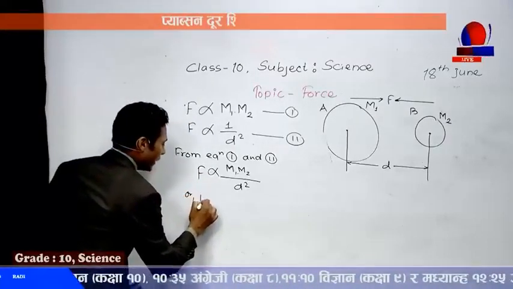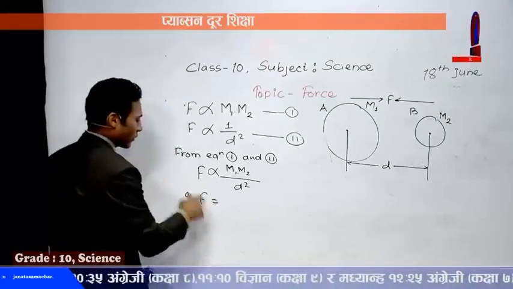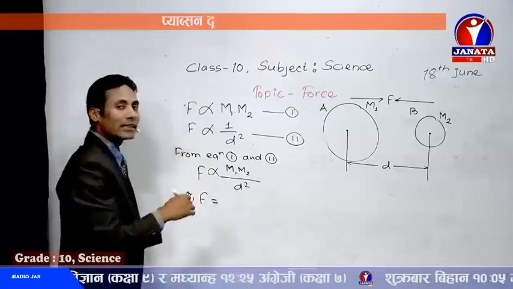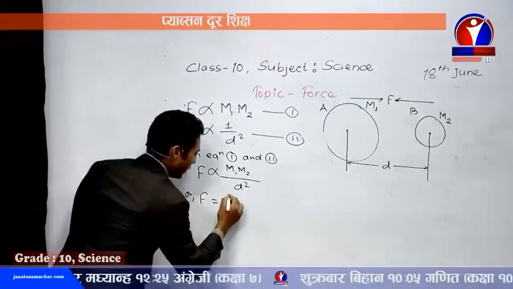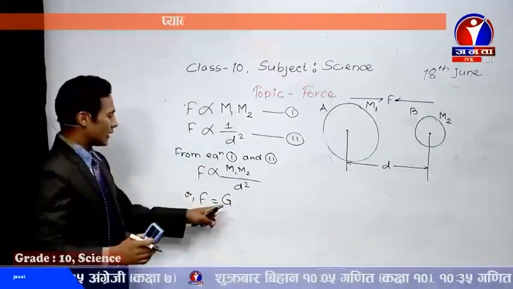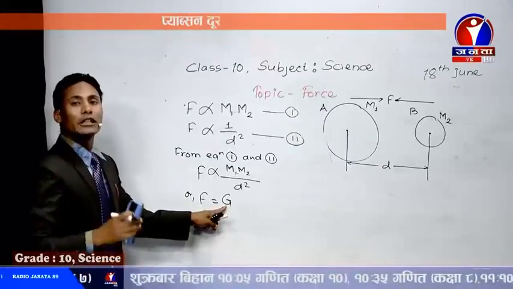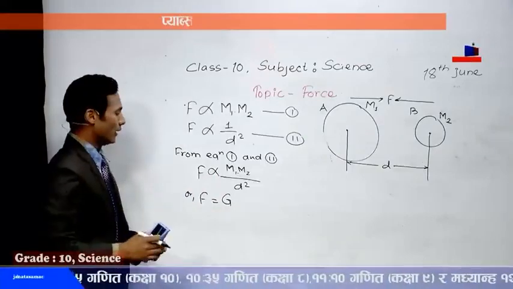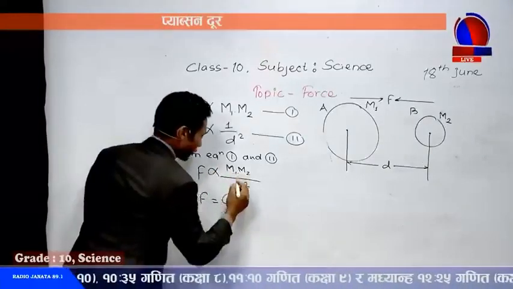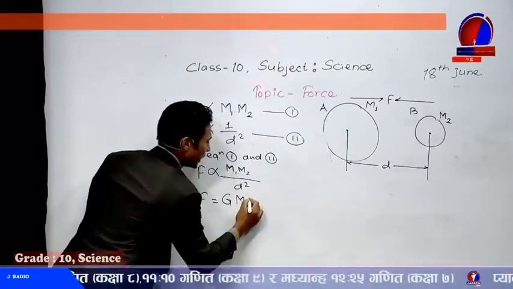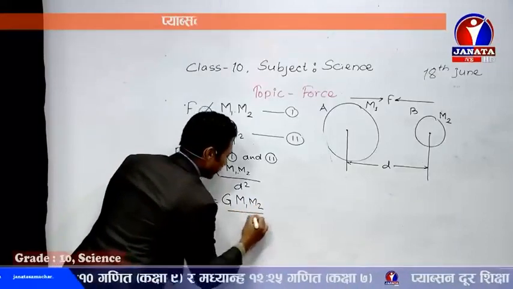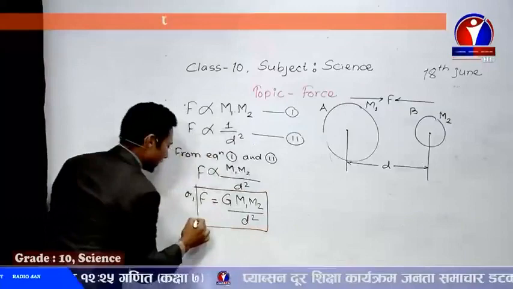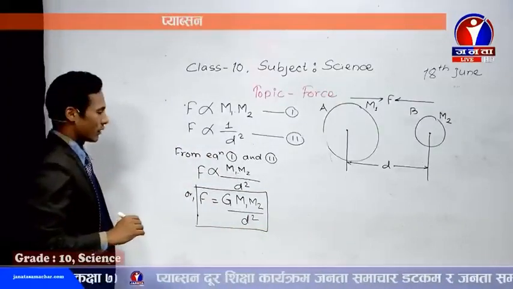That means F equals, instead of the proportional sign, I have used this equal to sign. And here you have to insert some constant, which is called G. Here, G is the gravitational constant. It is also called the proportionality constant, called the gravitational constant. So this one is G m1 m2 by d square, which is the formula for calculating the gravitational force, right?